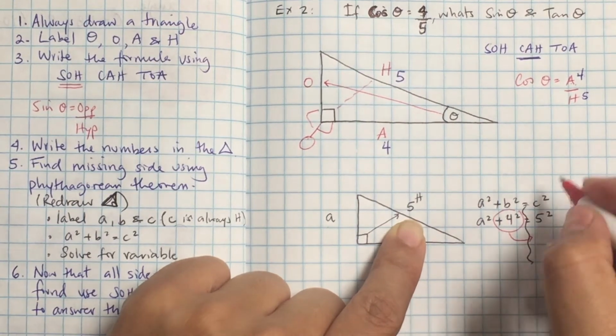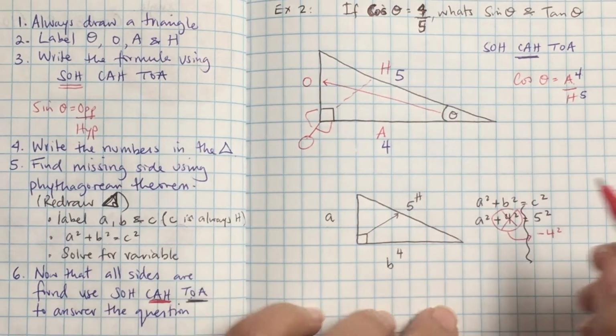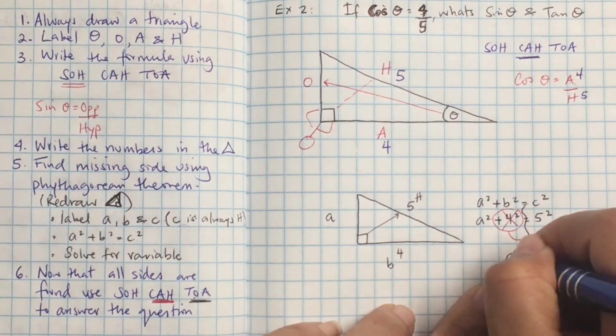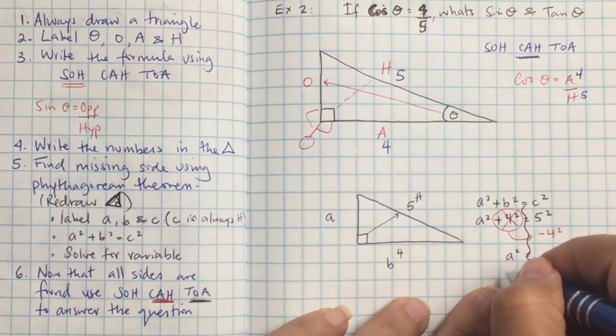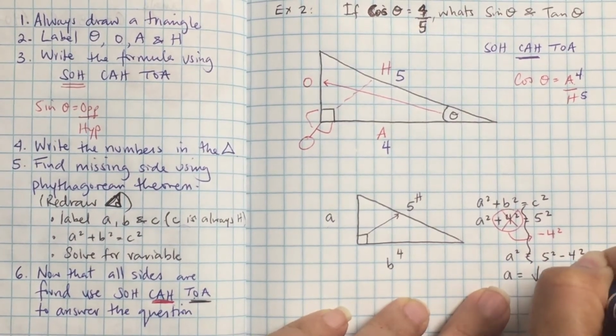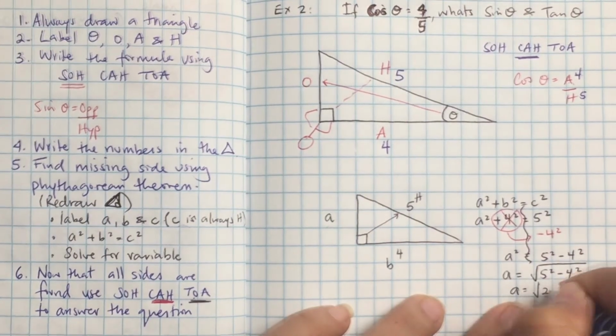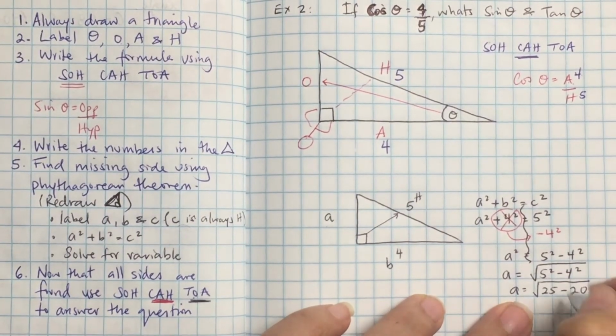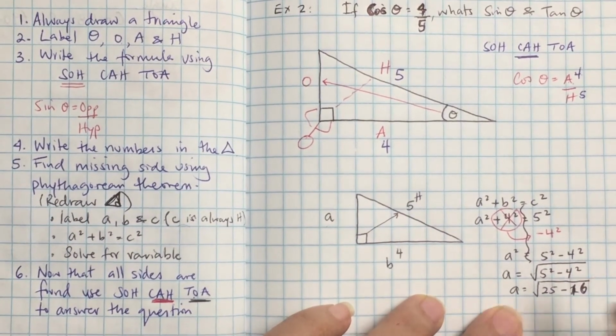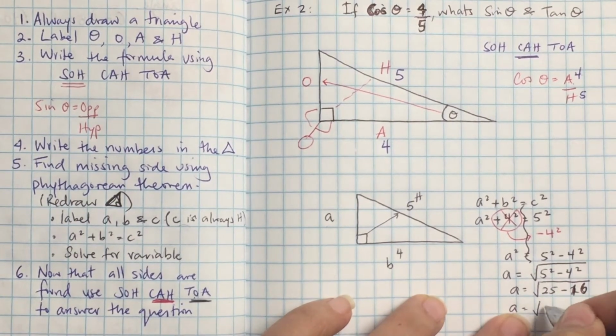Take the 4 squared to the other side. Don't forget to change. That's going to be negative 4 squared. I'm just going to rewrite it out. So A squared is 5 squared minus 4 squared. Get rid of the squared by square rooting. So A is the square root of 5 squared minus 4 squared. Then go ahead and square it. So 5 squared is 25. 4 squared is 16. That gives you 9.